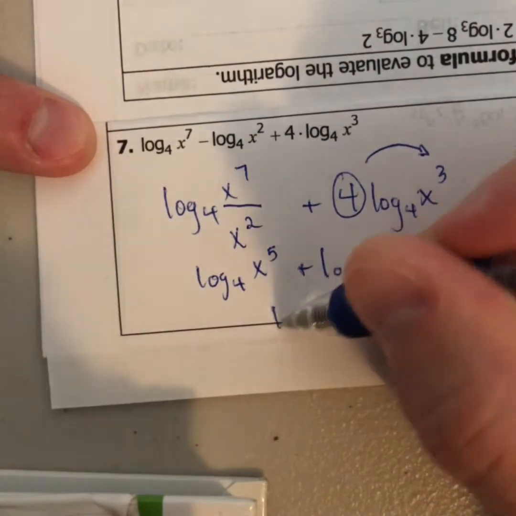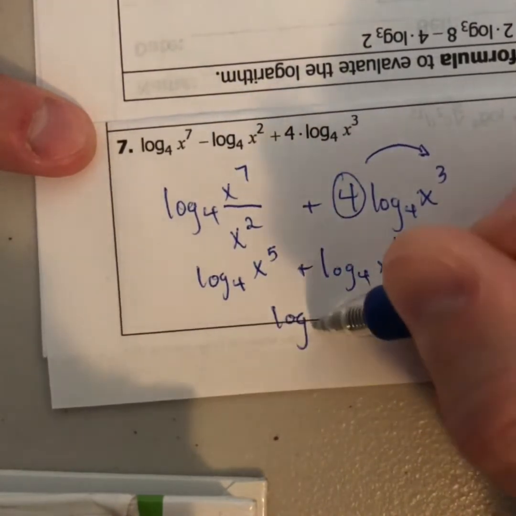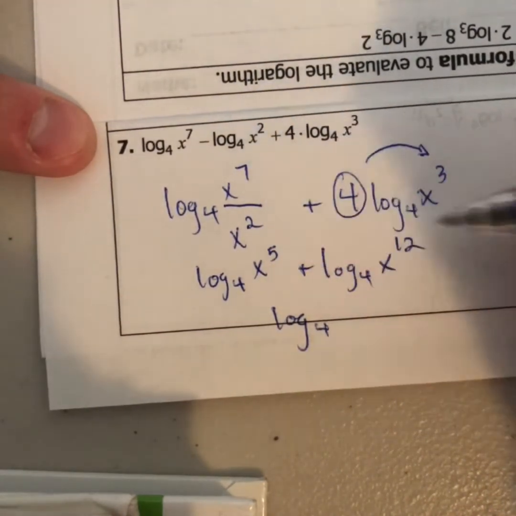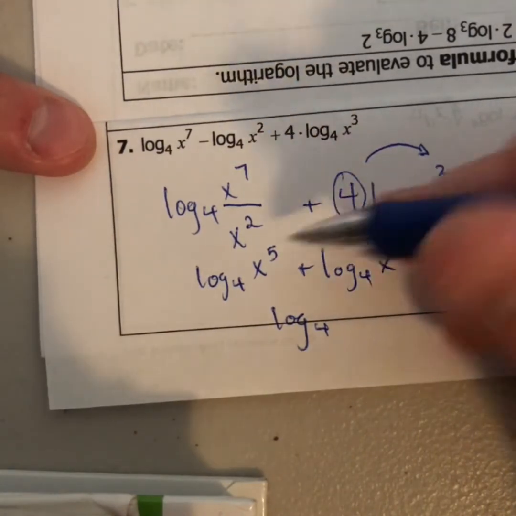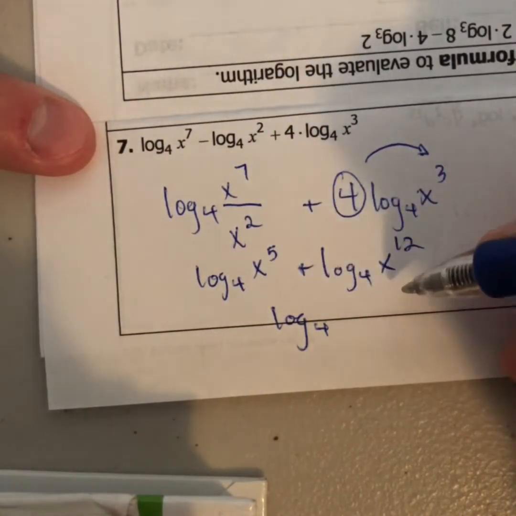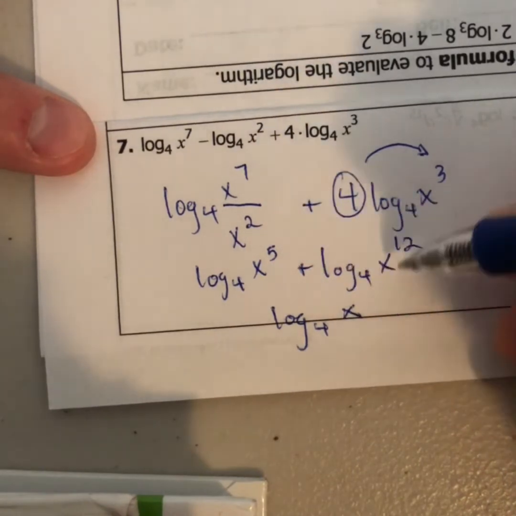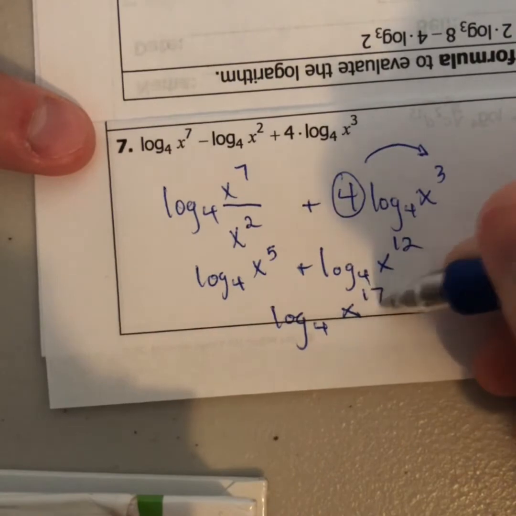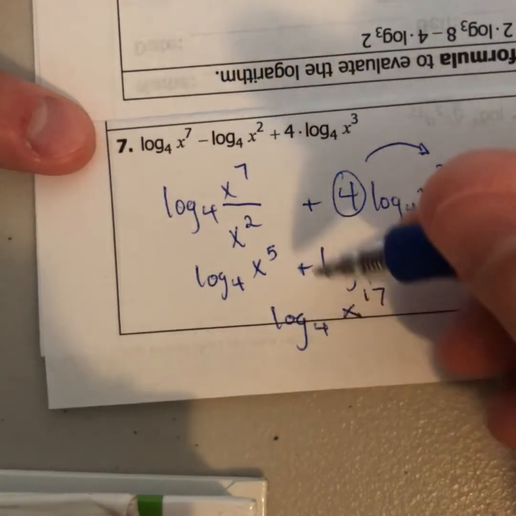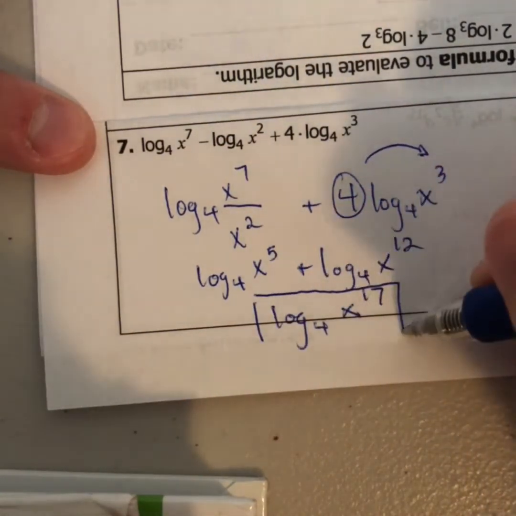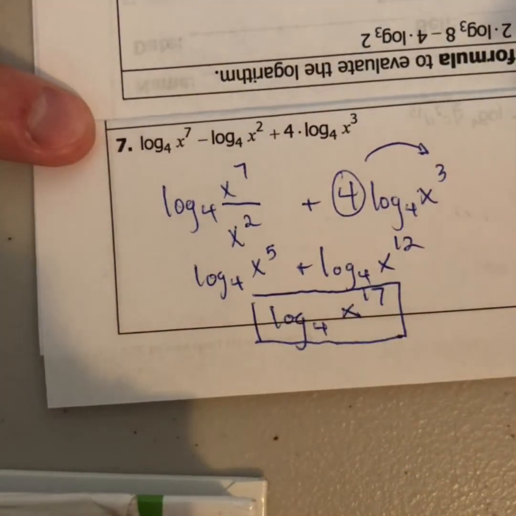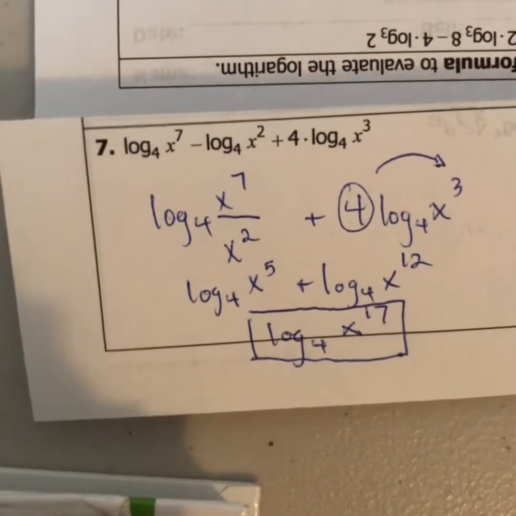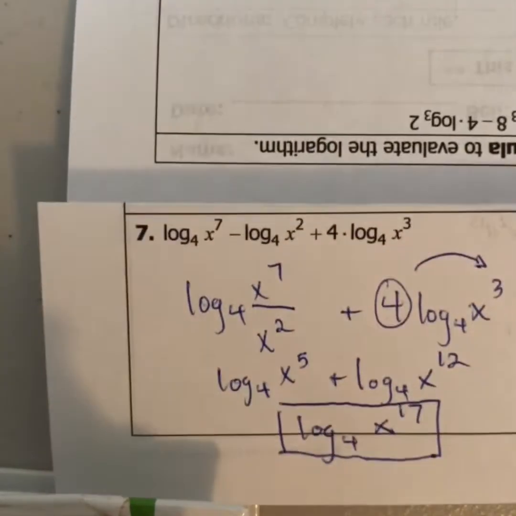And our last step is to combine these once more. Log base 4, and then we're going to add those exponents now with the product rule. When you multiply, we're turning this addition into multiplication. When we multiply with the same variable, the same base, we are going to add the exponents. So final answer, log base 4, x to the 17th. All right, so that's the whole front. Hopefully you didn't have any issues on that, or hopefully this clarified it a little bit.